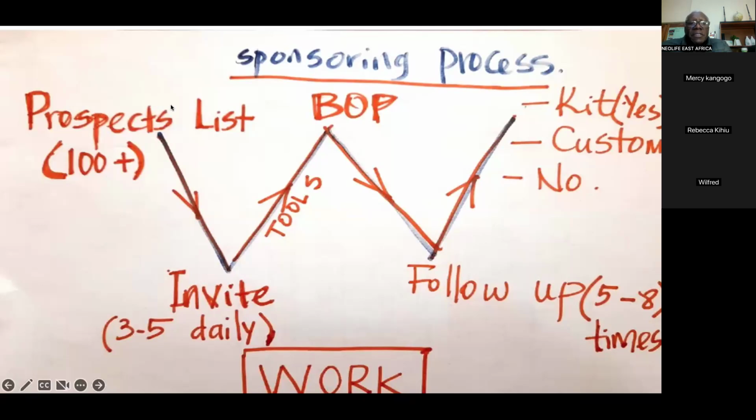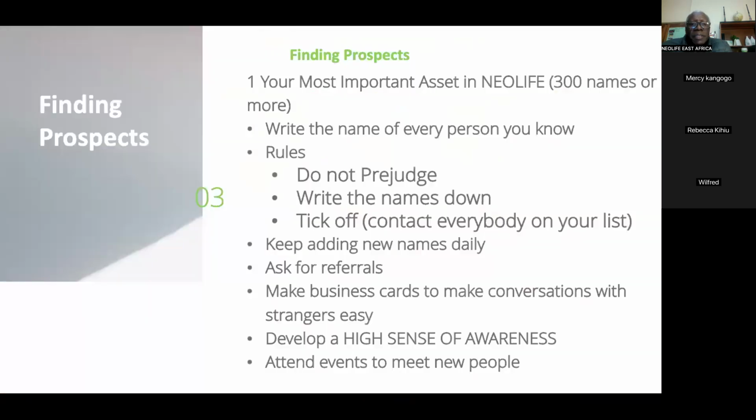The first thing is the prospect list. What is the prospect list? If I may say, finding prospects is the most important asset. Prospects are the most important asset in your business. Why is that? Because your team members will come from your list. Your most important asset in your life is that list.